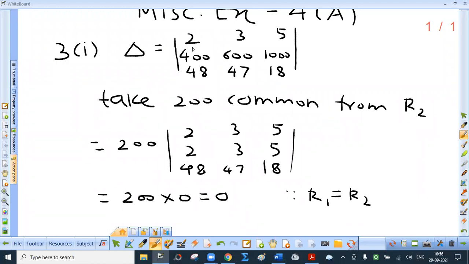Just a minute. If you want to say multiply R1 by 200, that is also allowed. But after this step, you should say 1 upon 200. Why? Because when you multiply the first row by 200, the value is 200 times the original value. When we write equal to, we should not change the value. Otherwise, here I have taken 200 common from R2, so it is considered a factor of the determinant. You have to mention the reason that the value of the determinant is 0 because R1 and R2 are identical.